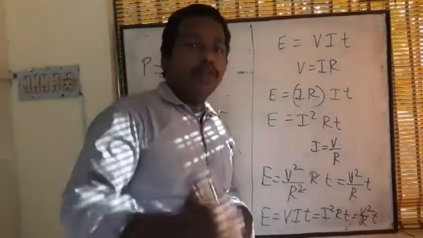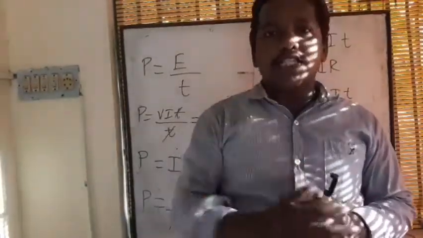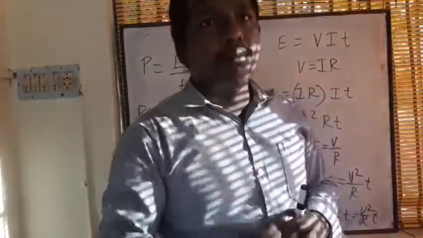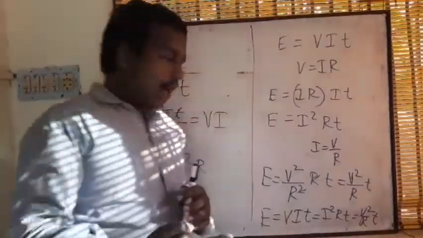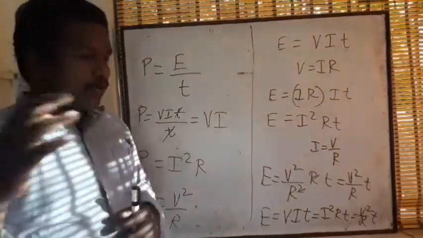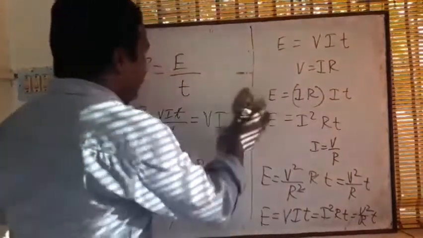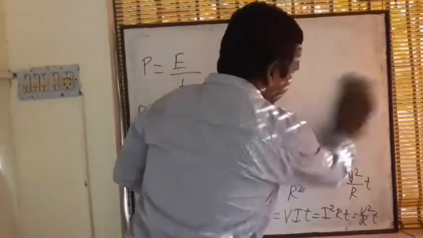Okay, how will the question be asked in your board exam? In case they ask you to write the relation between P, V and R, you can write P is equal to V square by R. Only a very simple question will be asked from this topic. So now we have learned three formulas for energy and three formulas for power.